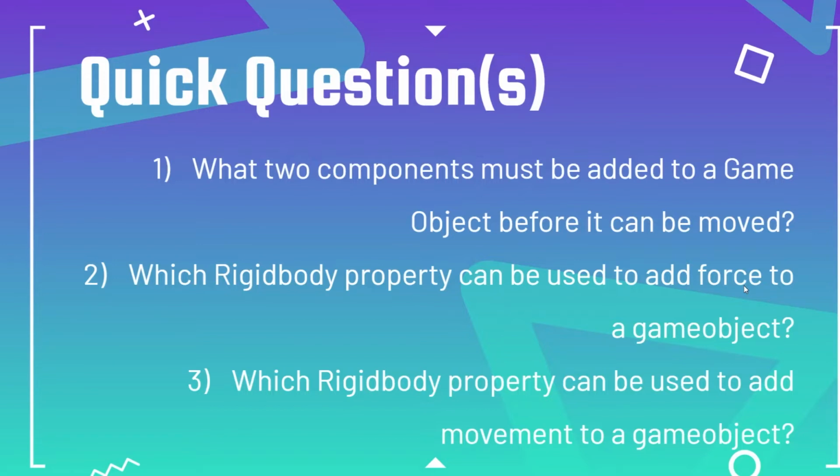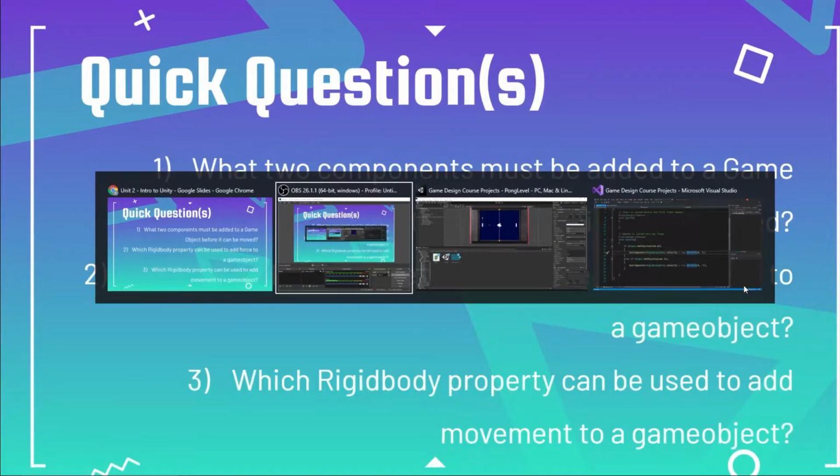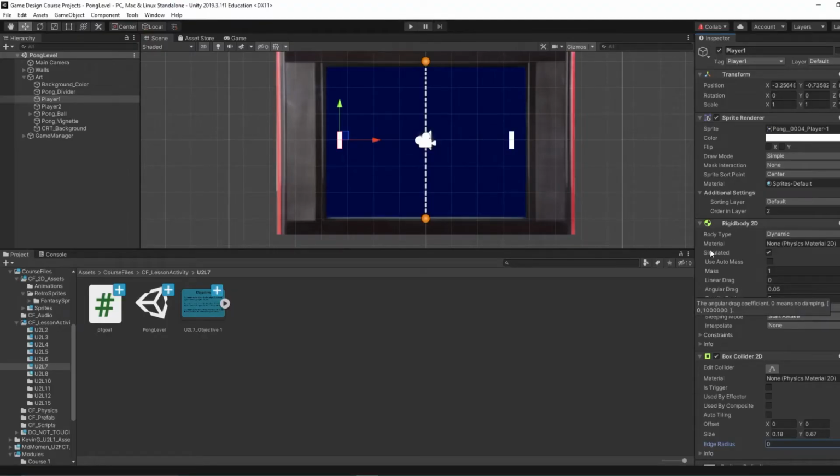Okay, at this point, I believe you have finished answering the questions on your worksheet, and we can get into the work right here. So here is the deal. The first question asks us which two components must be added to a game object before it can be moved. Well, that was pretty simple. You need a Rigidbody 2D component and a Box Collider 2D component. If you do not have those two components, we won't even be able to start moving our character.